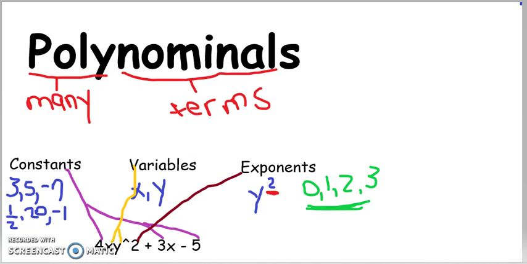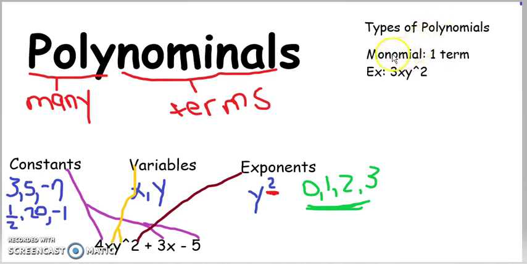Now that we have identified what a polynomial is, what a polynomial can have, and provided examples of that, we are now going to talk about types of polynomials. There are 3 main polynomials that we will be working with during this unit. The first one is going to be a monomial. A monomial has one term. An example of a monomial is 3xy squared. This is the only term that it's using. It has a constant, it has variables, and it also has an exponent.